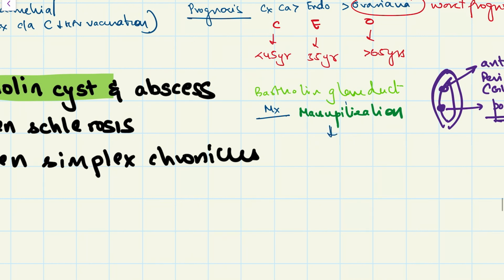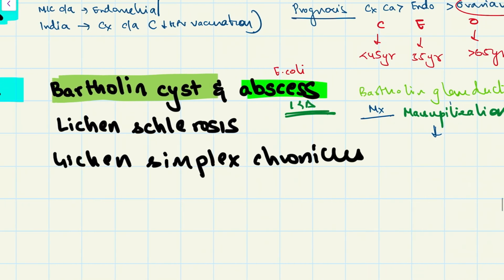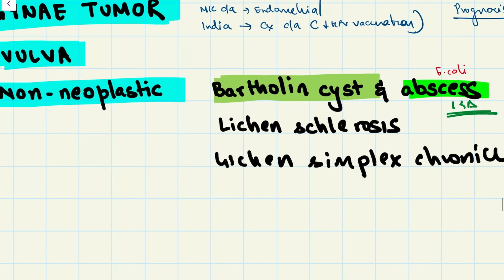Now, if there is infection in the Bartholin cyst, a Bartholin abscess may develop, and for the management of Bartholin abscess, the treatment is incision and drainage. The most common organism causing Bartholin abscess is E. coli. The next condition is lichen sclerosis.